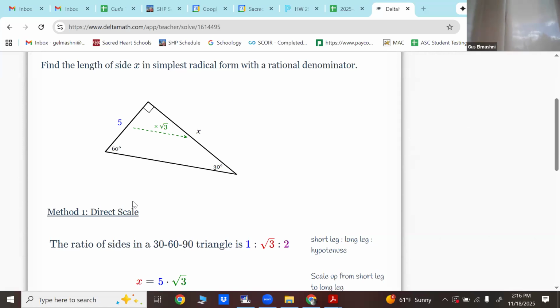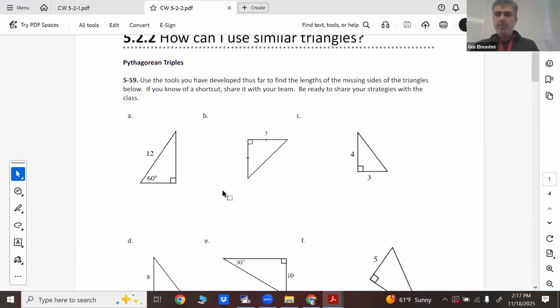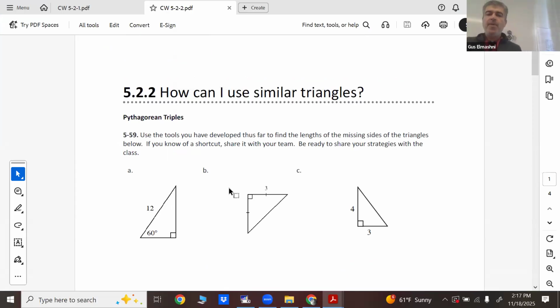Wait, if you do a ratio, in a 30-60-90 right triangle, the longer side is x root 3. Is that what it is? Correct. Okay, let's move on to 522, guys.